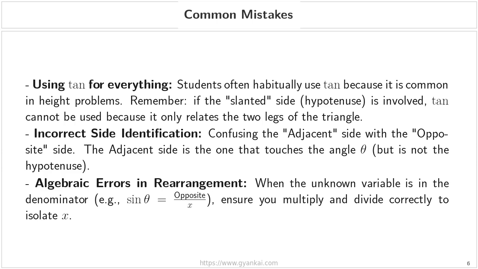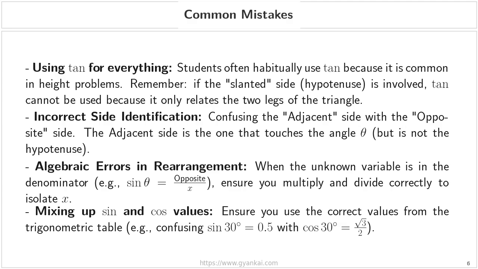Third, be careful with algebraic errors during rearrangement. This often happens when your unknown variable, like x, is sitting in the denominator. For example, in the equation sine theta equals opposite over x, you must be very disciplined with your algebra to ensure you multiply and divide correctly to isolate x on one side of the equation.